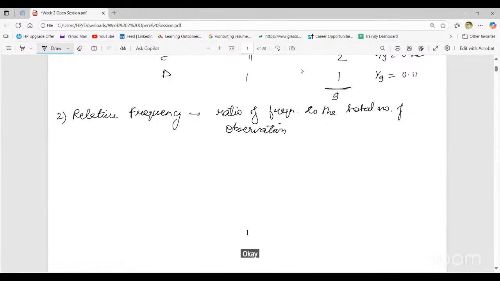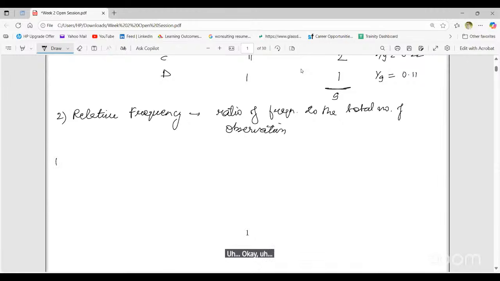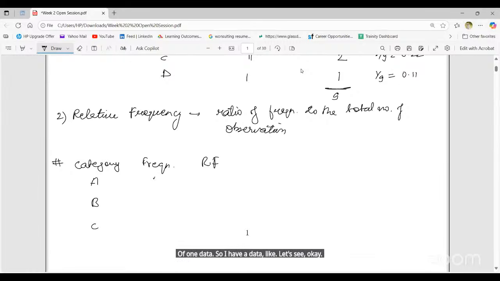Okay. Now there is one more thing in which, let's suppose I'm having a data. These are my categories. These are my frequencies, and this is my relative frequency of one data. So I have data like A, B, C. The frequencies are 4, 3, and 3. Now, what is the total frequency here? 10, right? Now the relative frequency will be 0.4, 0.3, and 0.3.